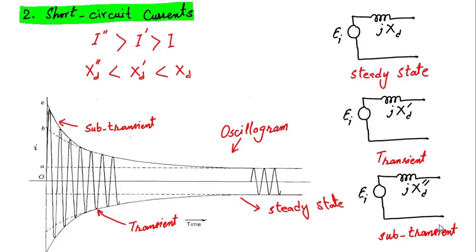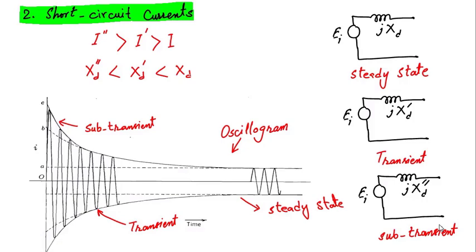The question is, what will be the value of these three reactances and how to obtain them? The purpose of this oscillogram is to obtain the values of Xd double dash, Xd dash and Xd. So these three are known as parameters of the synchronous generator, as we have the leakage impedance and magnetization impedance of a transformer known as parameters of the transformer. So here with the help of this oscillogram we calculate the value of these three reactances.